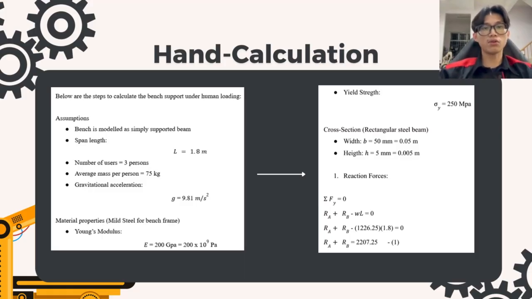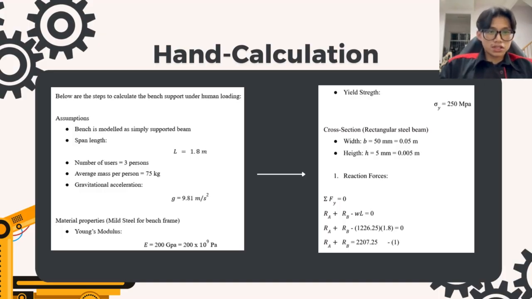Now, I will explain the hand calculation. Before we start the calculation, we assume that the bench is modeled as a simply supported beam and the span length is 1.8 meters, number of users is 3 persons, average mass per person is 75 kg, and the Young's modulus for mild steel is 200 gigapascals, yield strength equal to 250 megapascals.